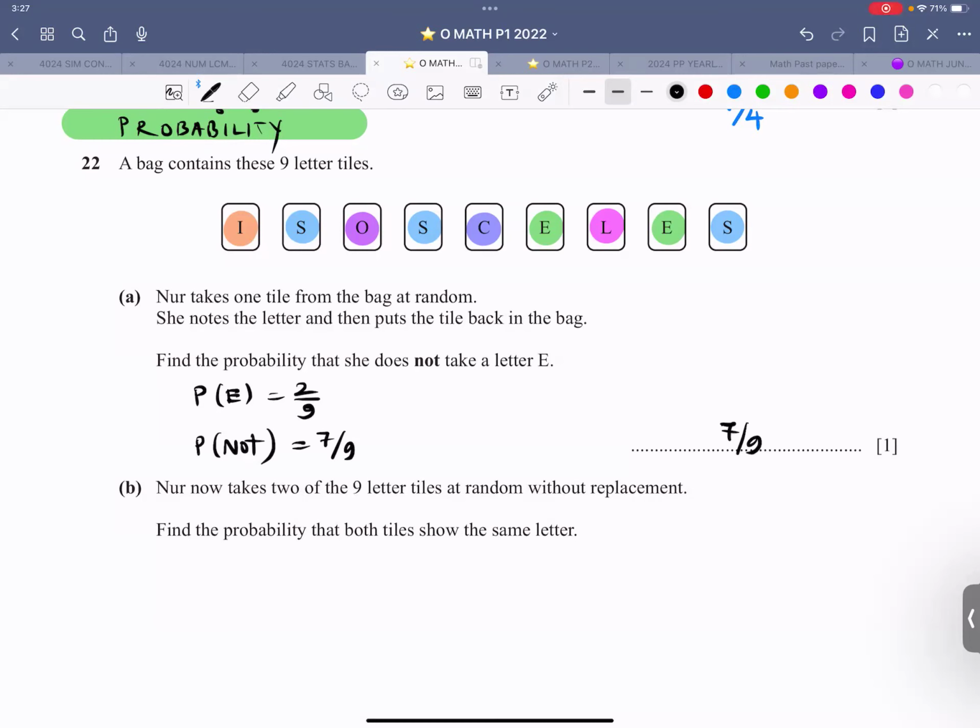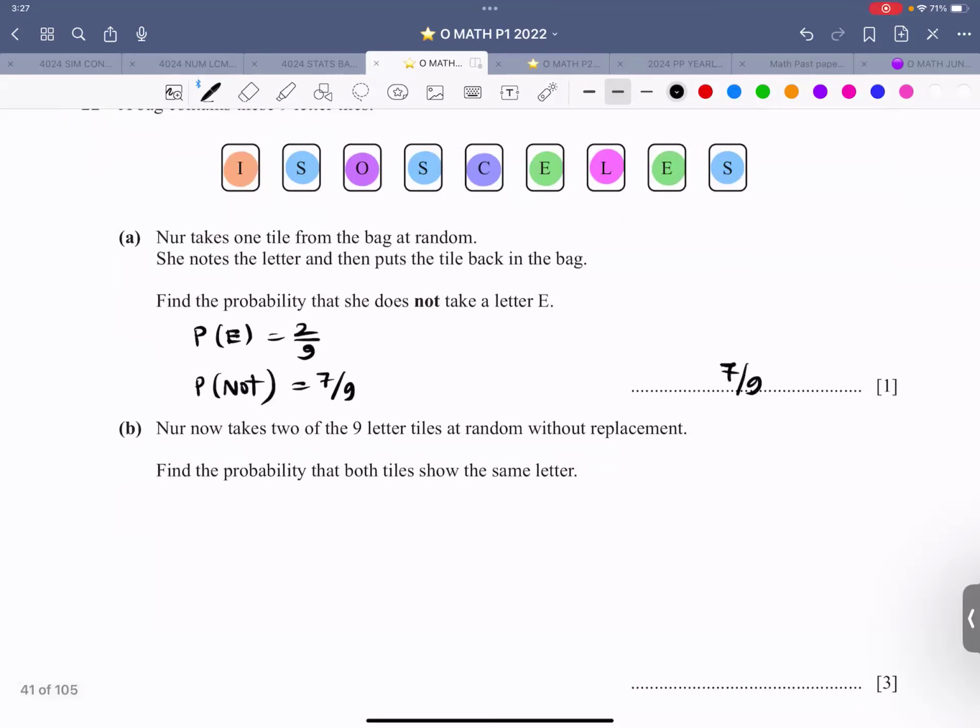That's the first thing. Noor now takes two of the 9 letters at random without replacement. Find the probability they both show the same tile. That means there is a possibility of taking the first S and the second S because there are 3 tiles with that letter. Or there is a possibility of taking an E and then an E. So first of all, S, S, or E, E. But there are 3 S to start with, and we will be left with 2. There are 2 E's to start with, we'll be left with 1.